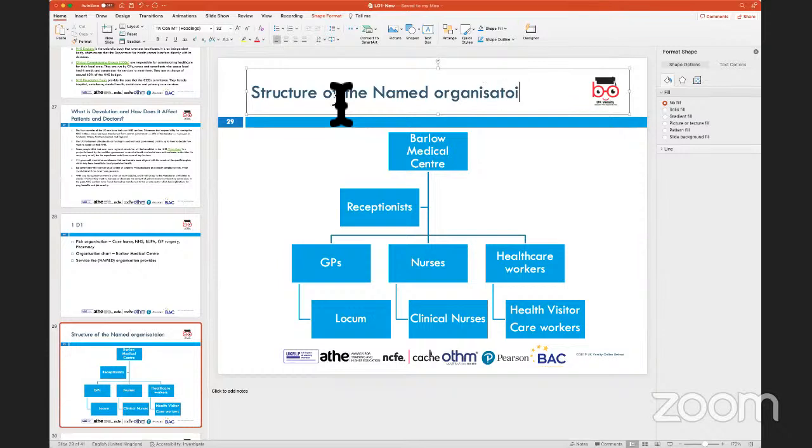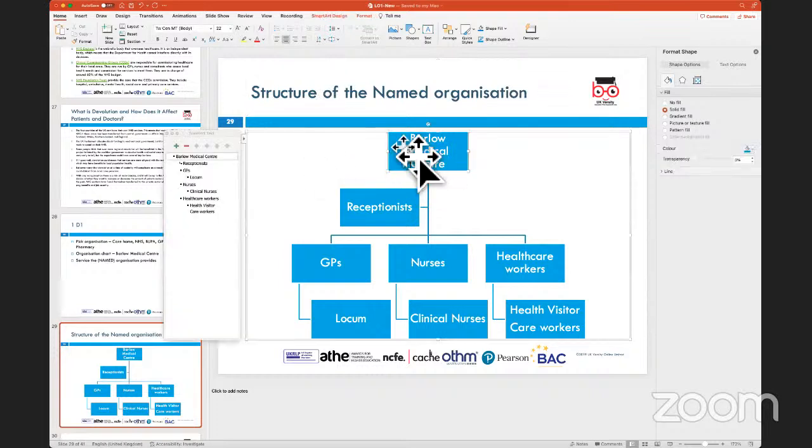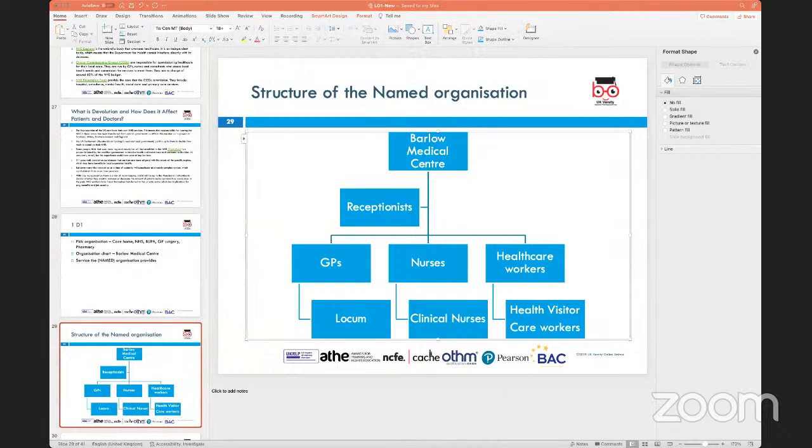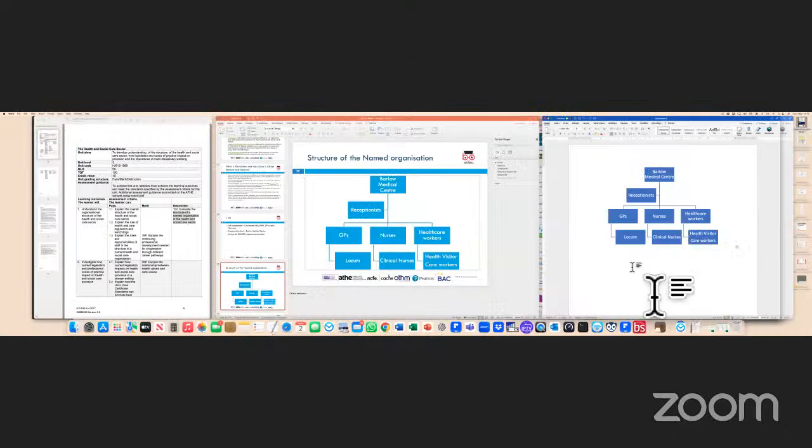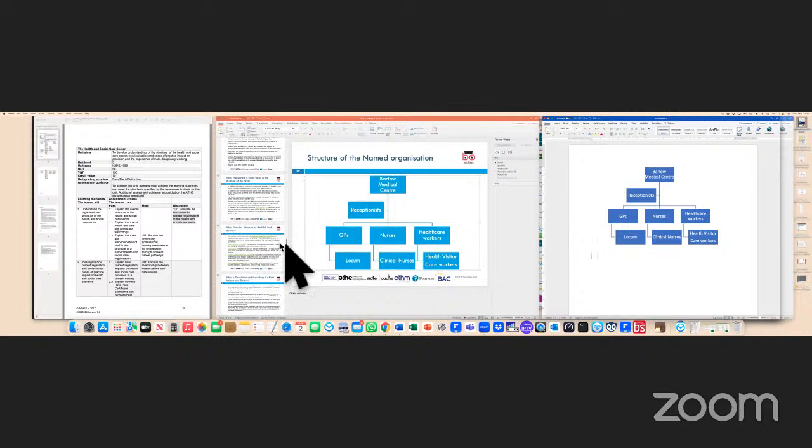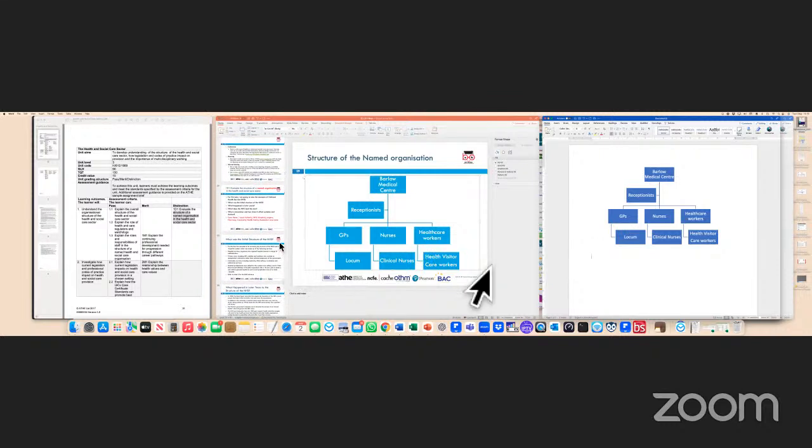And then once I've drawn this structure up, you could draw this up in a Word document as well. I can copy this and put it in my assignment at a later stage. When you're covering this particular task, if I show you my full screen, you will be able to put this structure onto a Word document and then detail out what the services or roles are which are carried out by GPs.